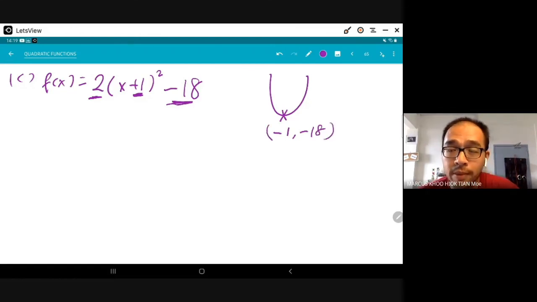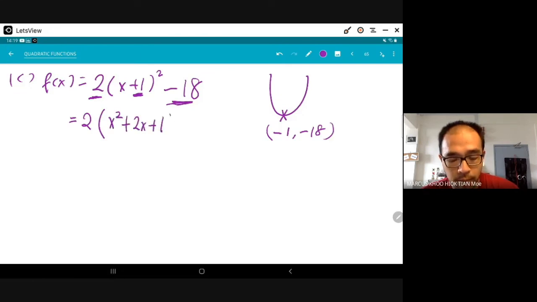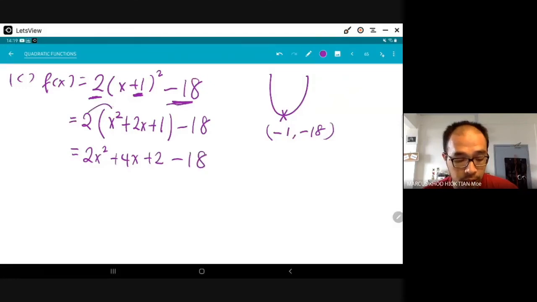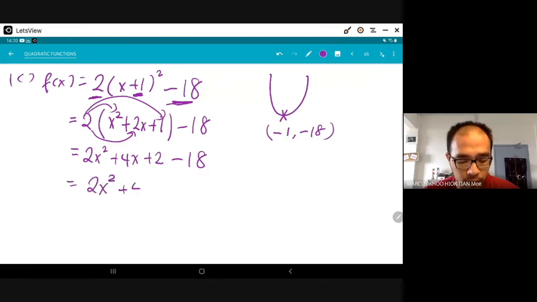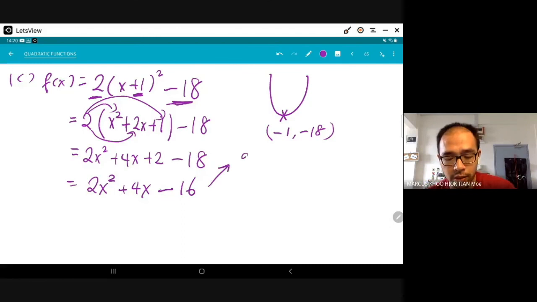So don't forget that. Let's expand, because we want to change to general form. So 2, this will be x squared plus 2x plus 1, minus 18. When I multiply in, 2x squared plus 4x plus 2 minus 18. Multiply everything in. Let's simplify this. 2x squared plus 4x. 2 minus 18 is minus 16. So this is the general form.